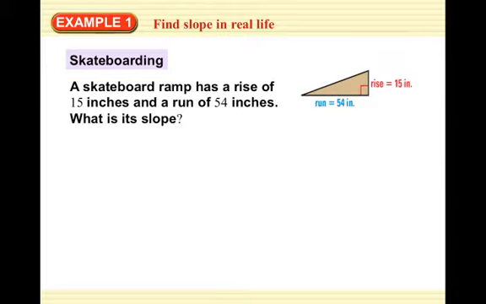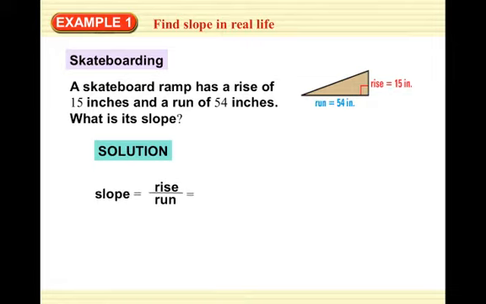All right, so let's just start off with an example that actually shows why people care about slope in real life. A skateboard ramp has a rise of 15 inches and a run of 54 inches. What is the slope? You just do rise over run. Okay, so the rise is 15. The run is 54, so 15 over 54, and we reduce that down. They can both be reduced by 3, so we get 5 over 18. Okay, so that's when you're actually given the rise and the run. Easy to do. Just do the ratio, reduce it.